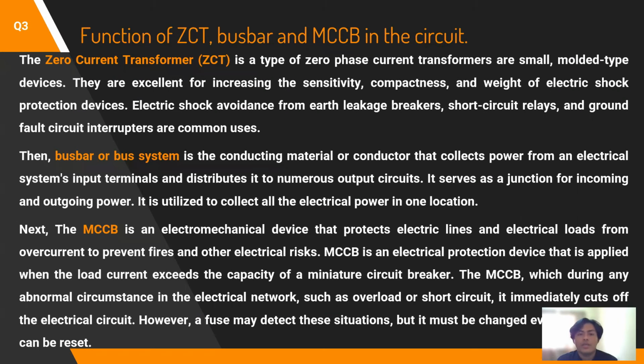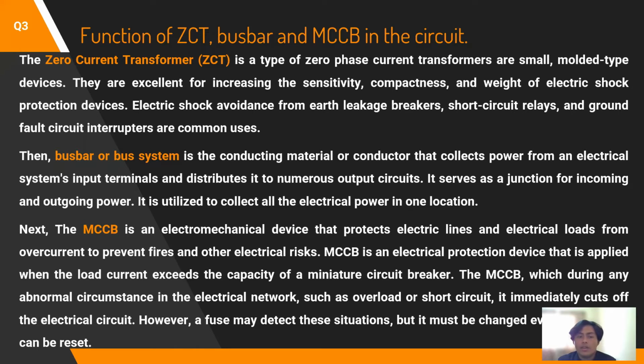Next, for question number 3, the function of the ZCT, bus bar, and the MCCB in the circuit. The function of the zero current transformer is that it acts as a phase current transformer, which is a molded type device. They are excellent for increasing the sensitivity, compactness, and weight reduction for electric shock protection devices. Electric shock avoidance from earth leakage breakers, short circuit relays, and ground fault circuit interrupters are common uses.